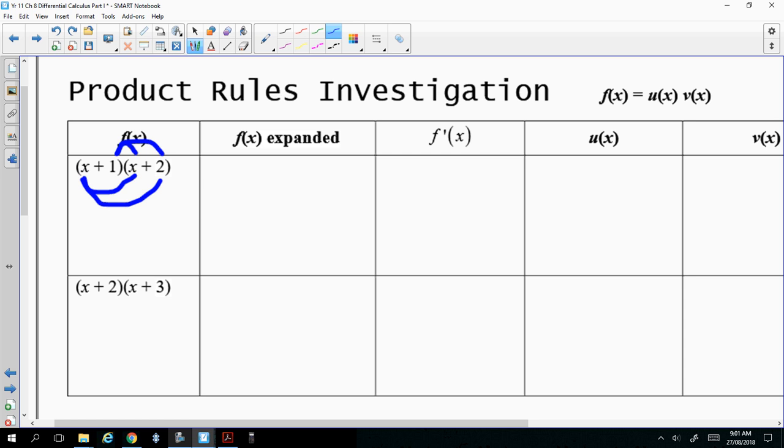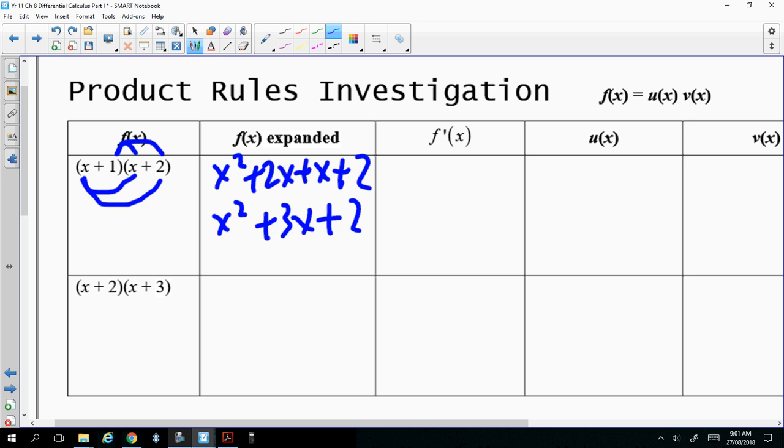So we're going to expand this, so we get x squared plus 2x plus x plus 2, which is x squared plus 3x plus 2. Okay, so we expand this. And in fact, we'll do the same for the other one. Let's expand the other one. X squared plus 5x. I'll leave the detail to you. How do I get it so quickly? I do 2 plus 3 is 5. 2 times 3 is 6. Okay, so you can use that shortcut.